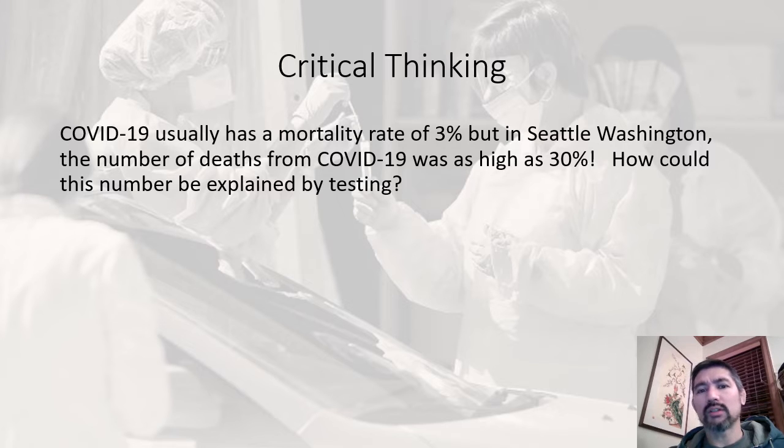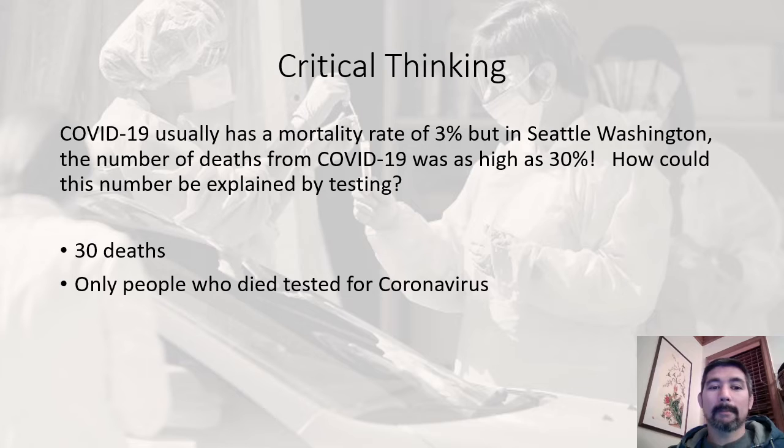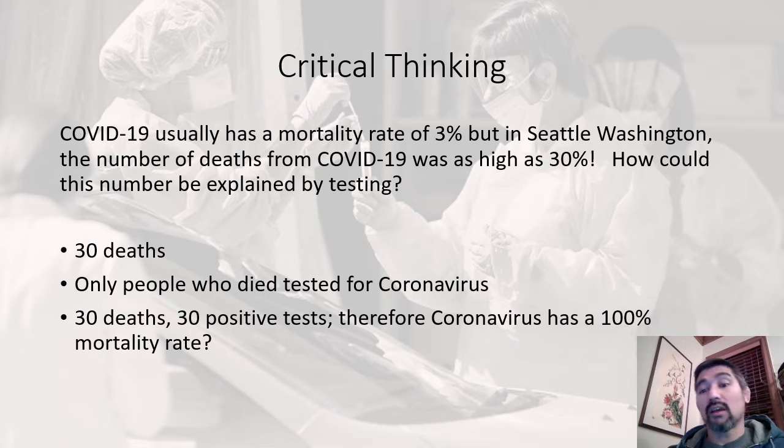So let's imagine that the number of people in Seattle that died was 30. Okay, so they have 30 deaths. And they're not really testing anyone in Seattle, and they decide, hey, let's test these 30 people who died of what we thought was the coronavirus. So they do 30 tests, and what? They find out that they have 30 positive tests. So there's 30 deaths, 30 positive tests, therefore they conclude coronavirus has a 100% mortality rate.